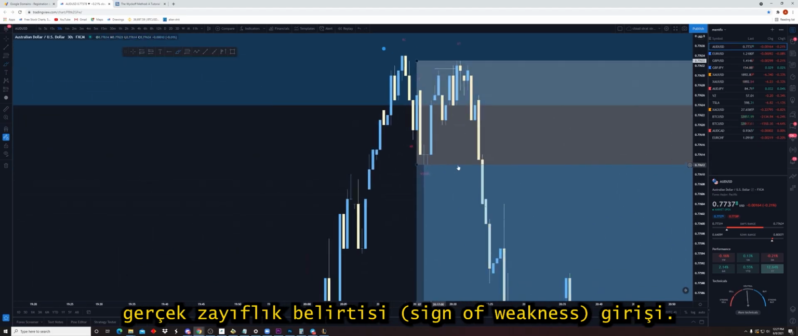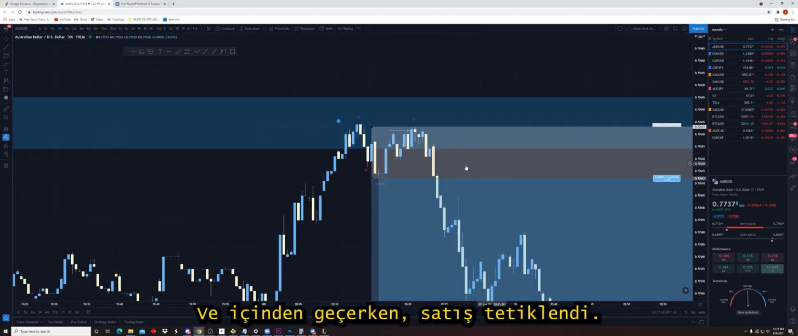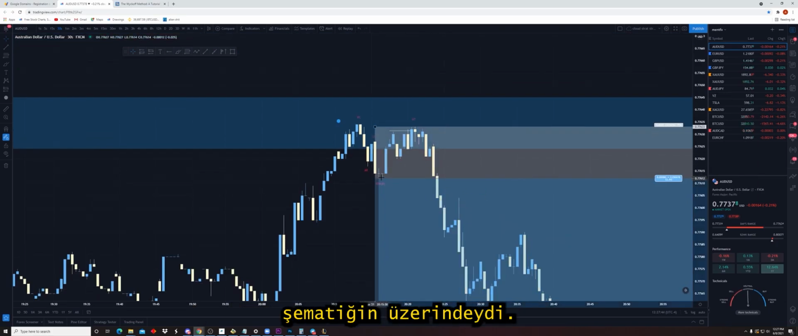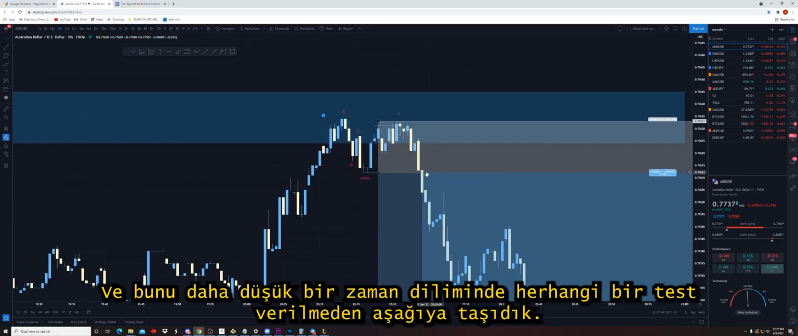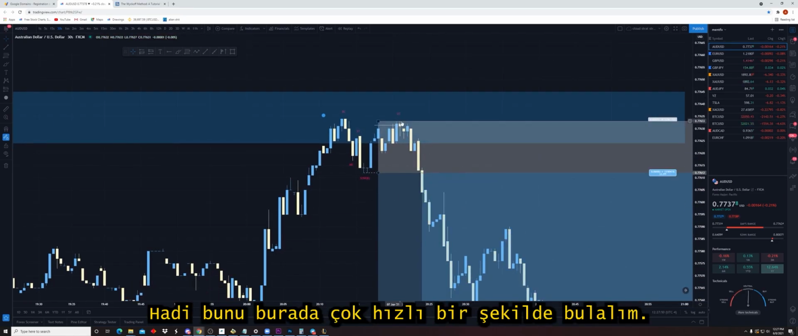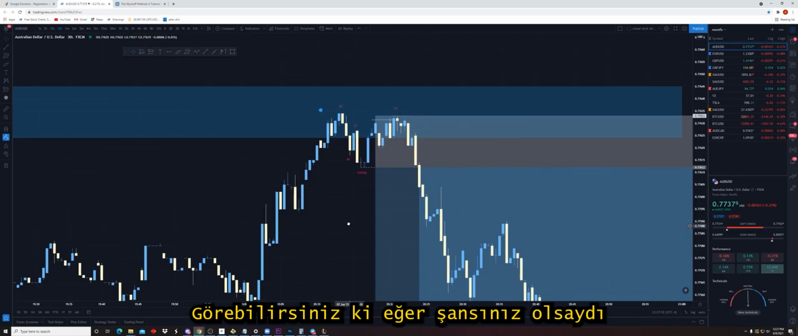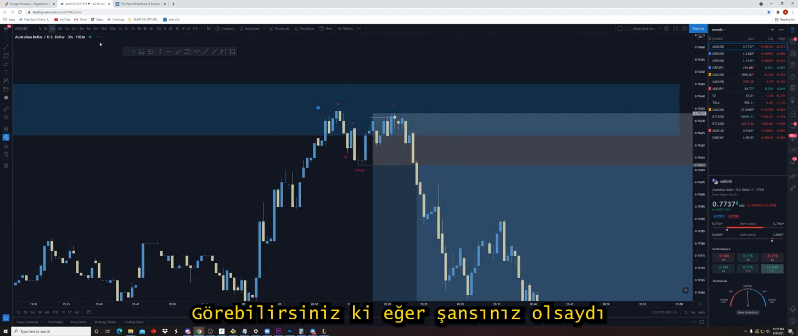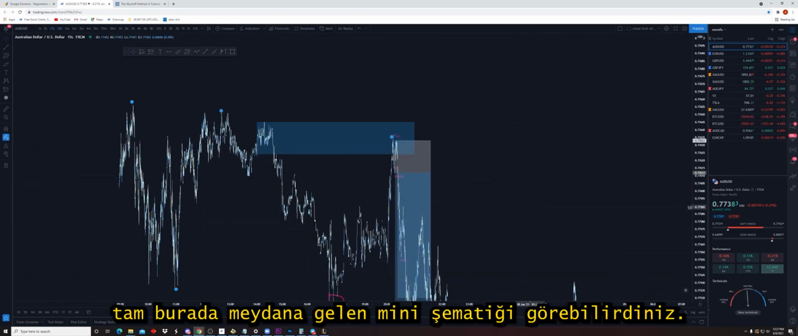As it broke down, you can notice that it never came up for another LPS or a test. Instead, we looked to sell stop the actual sign of weakness entry. As it came through it, that's when the sell got triggered, with the stop loss above the schematic in this case, and we took that lower without any test given to you. Now on a lower time frame, let's go find that really quickly.